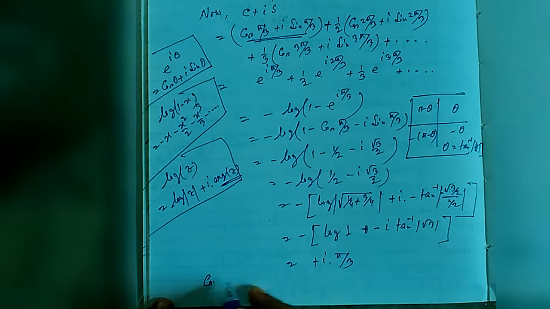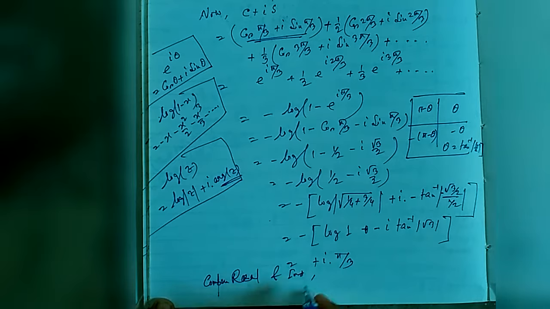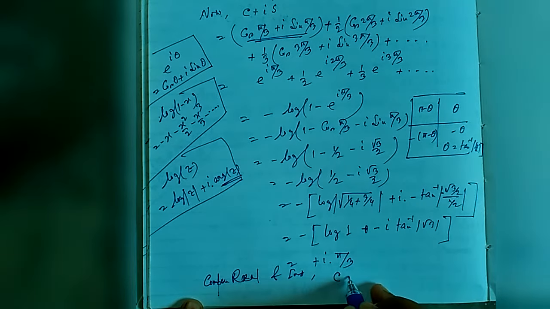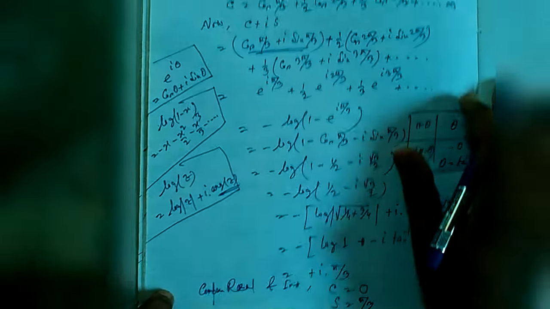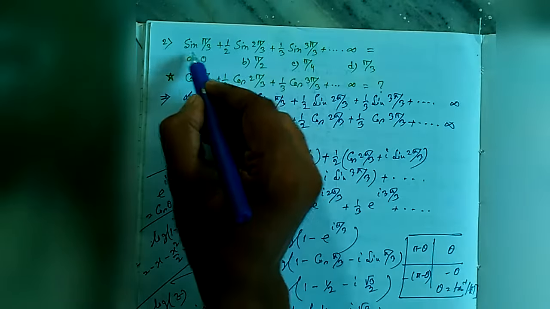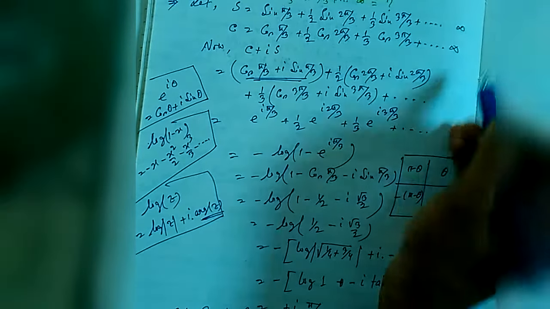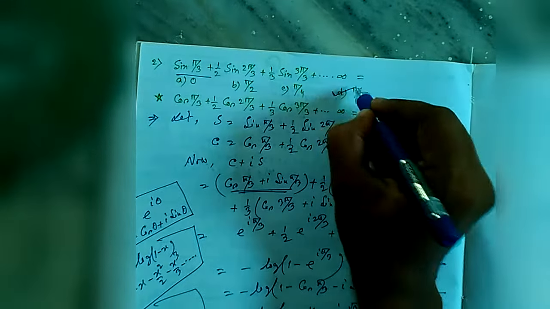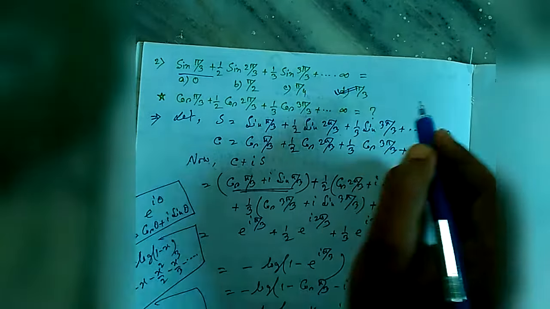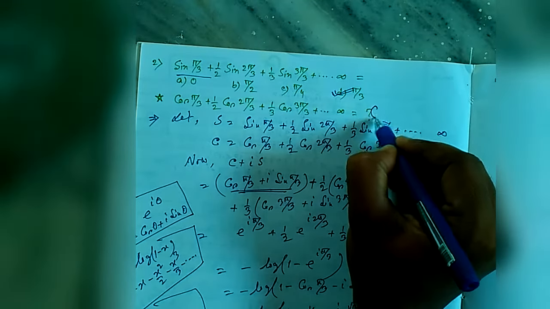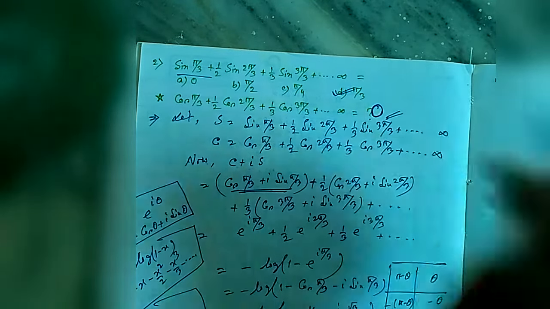If we compare real and imaginary parts, we get C equal to 0 and S equal to 5 by 3. So here S means sine, and our result is 5 by 3. So our option D is correct. And here cos of this means C. This value will be what? Answer will be 0. Okay.